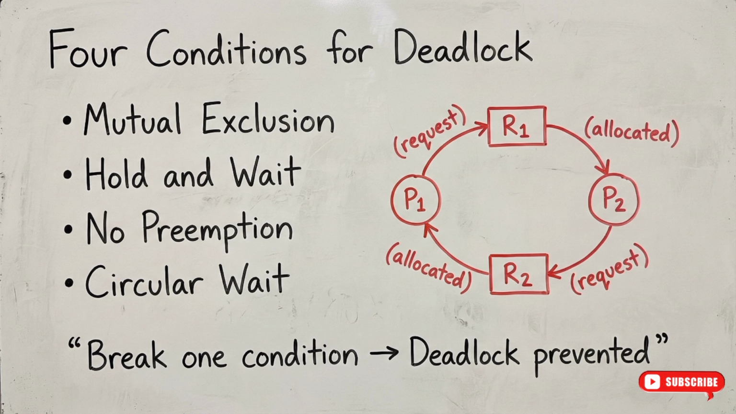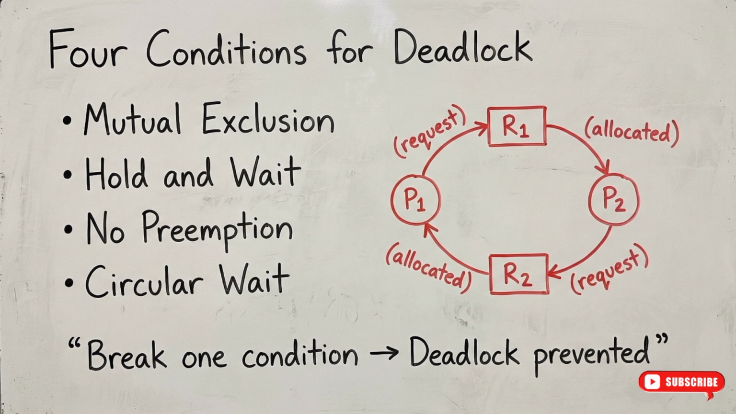Second, we have no preemption. This means that a resource can't be forcibly taken away from a process. The operating system can't just step in and say, hey, I need that now, give it back. The process has to release it on its own terms, usually when it's finished with its task. No one can force it to let go.